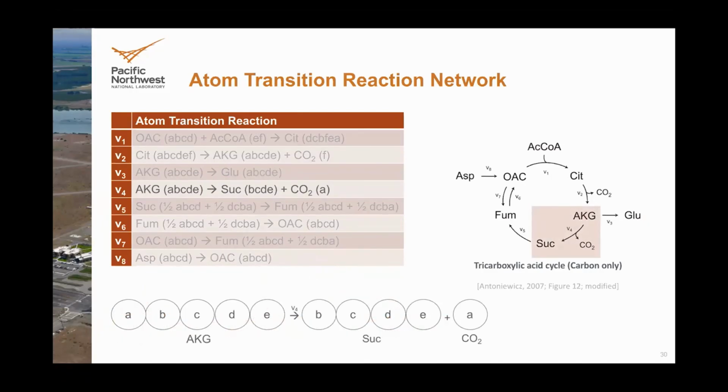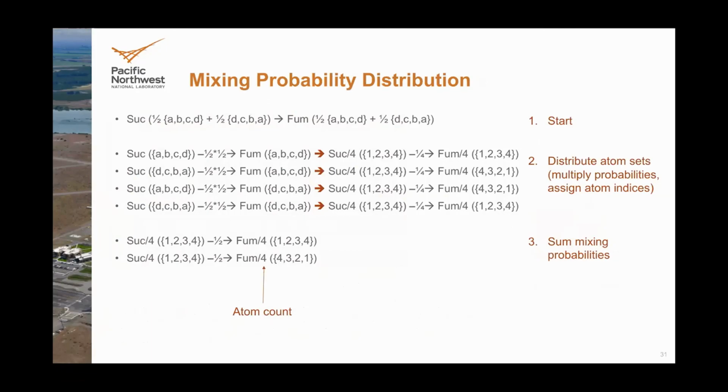So here's a particular example. We have alpha-ketoglutarate, or glutamate even, and it's going to succinate and carbon dioxide. And you can see because we've labeled our atoms, we can track where those atoms go. And here's just an example of how we compute all of the atom transitions for things that involve mixing probabilities.